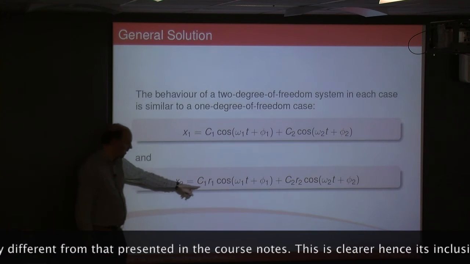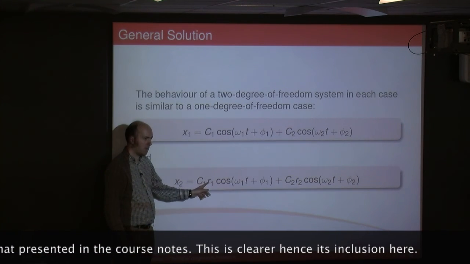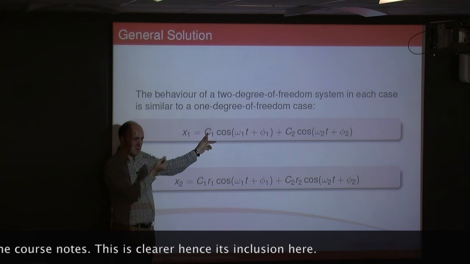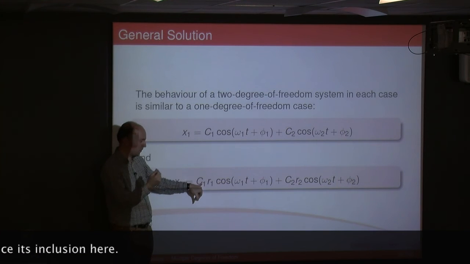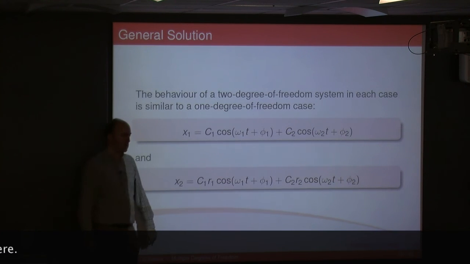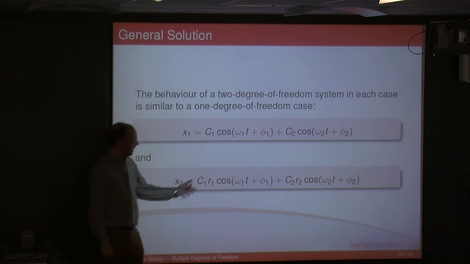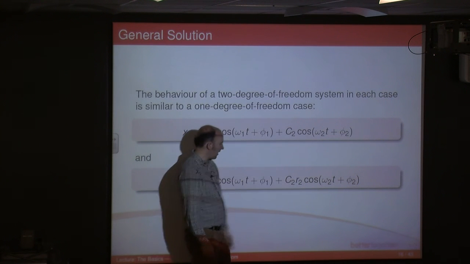x2, you need to multiply that by the relative amplitudes. If c1 moves by 1 millimeter in terms of amplitude, then for x2 you've got c1, which is the 1 millimeter, times your mode shape, r1. Okay, and the same thing for c2, times r2.